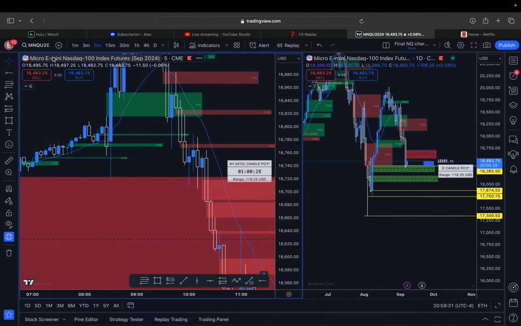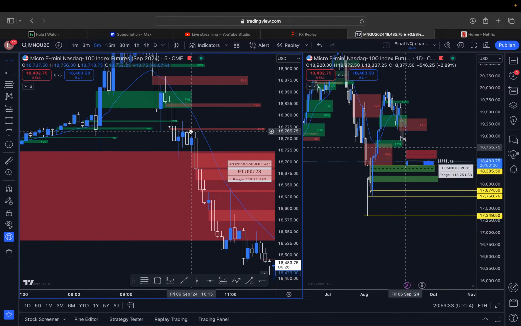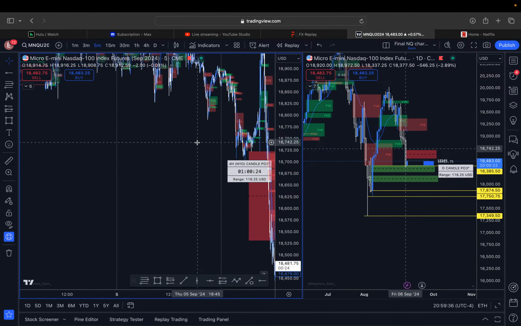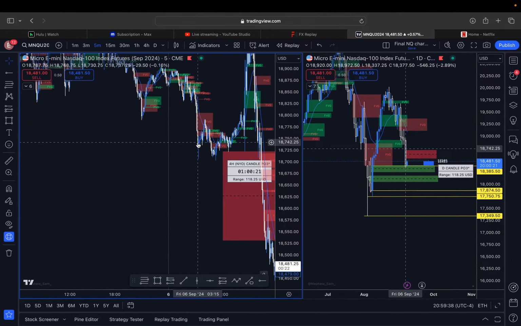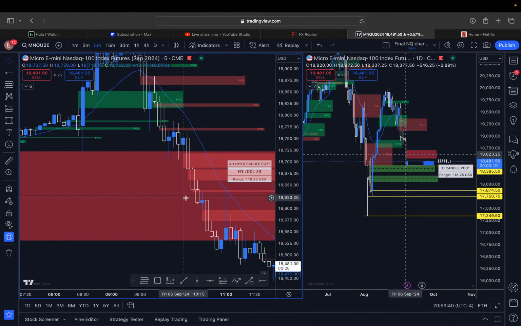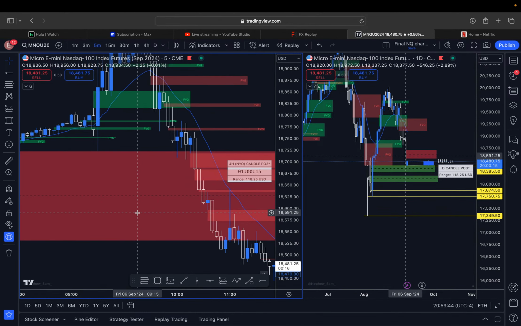I did 5 micro mini contracts, 5 micro mini contracts, and I took it to some far liquidity points I had drawn. I think I just took it to the bottom of this candle, because with Top Step I can't make more than $1,500 a day, which sucks.